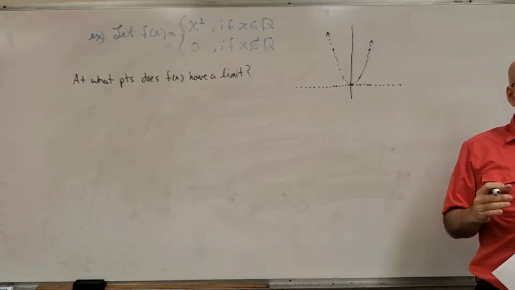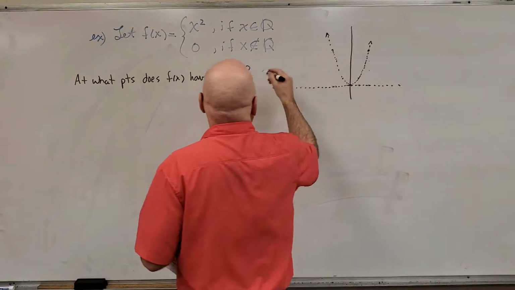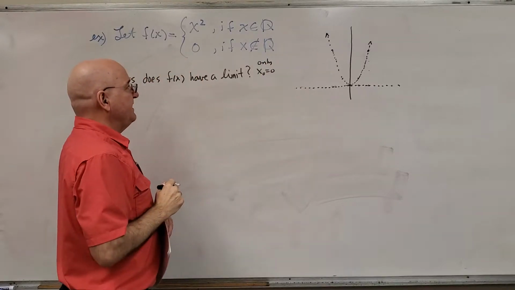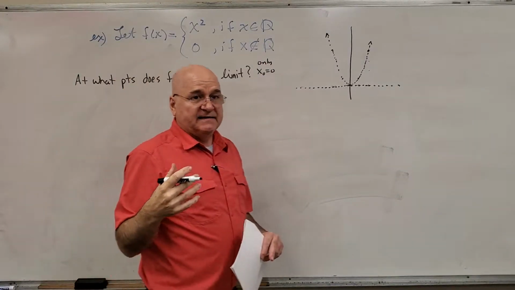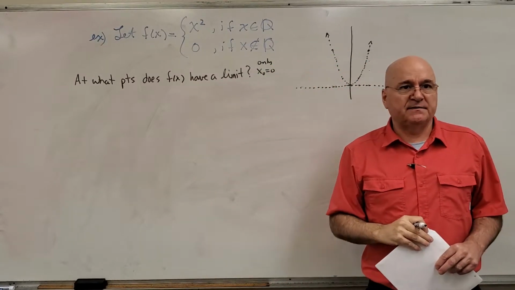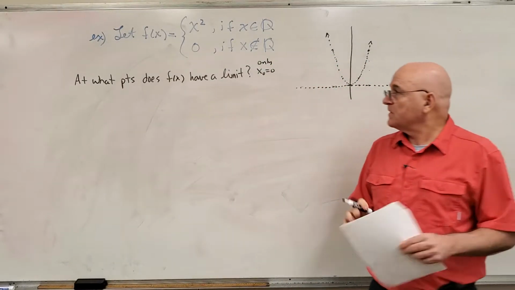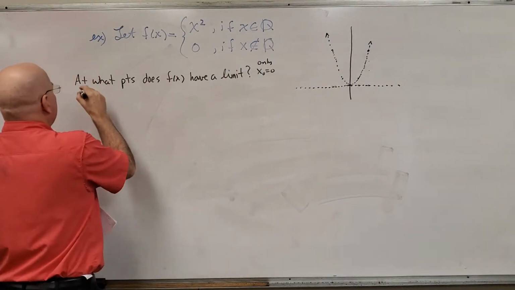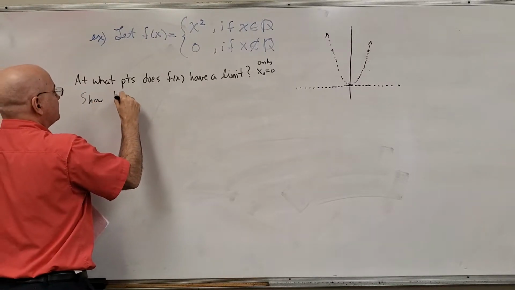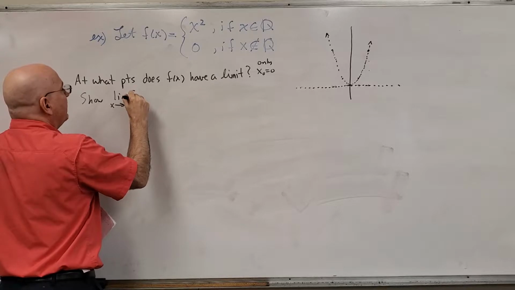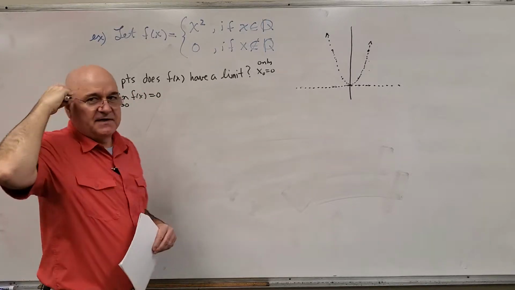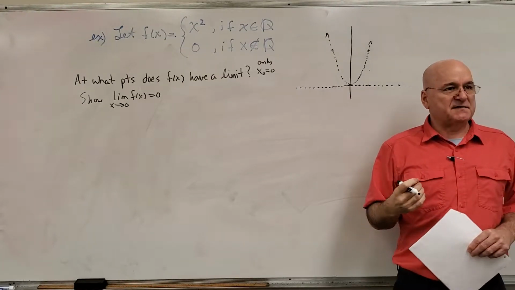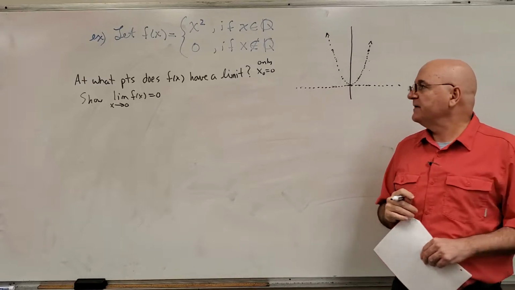Good. Yeah, the limit exists at 0, and we're going to show that. I'll put x naught equals 0, and it's only there. Only at x naught equals 0, and we're going to use the delta epsilon definition of a limit to prove that. So, in order to do that, we're going to show or prove that the limit as x approaches 0 of f of x, I assume you were going to say that the limit is 0 as well, right? The limit exists at x equals 0, and the limit itself is 0.